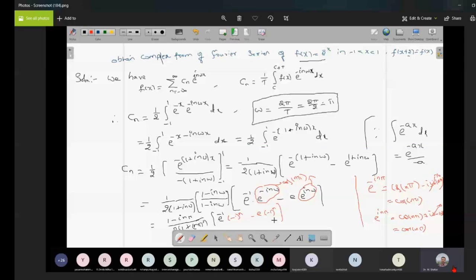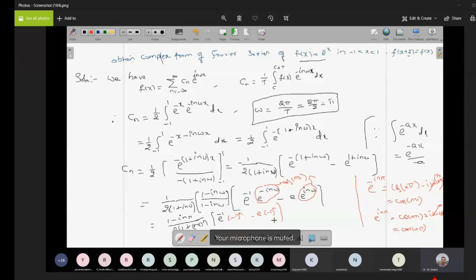Now I need to expand this e power minus 1. Because this minus has to multiply in both the terms, that is e power minus I n omega minus e power 1 into e power plus I n omega. So that is the second term in the next line. And when you come to the first term, here I missed the minus sign.